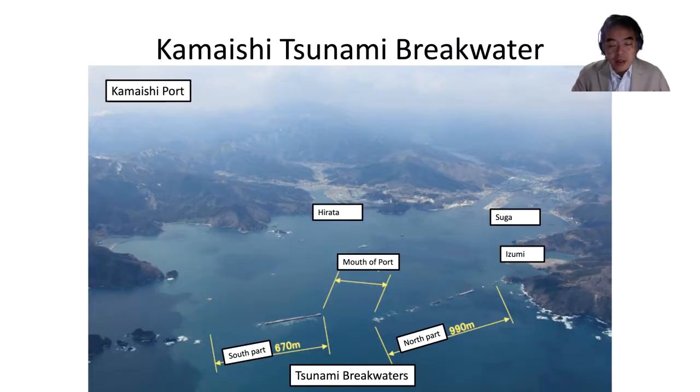The validity of the model is demonstrated by using the case study of the Kamaishi breakwater damage in Kamaishi Bay. Here you can see the breakwaters at the mouth of the bay. The southern part is almost 700 meters, and the northern part is 1,000 meters. And the water depth is almost 63 meters. So this is the deepest breakwater in the world.